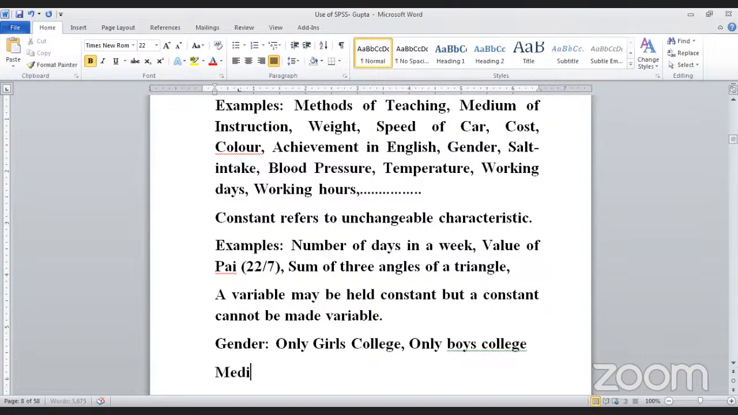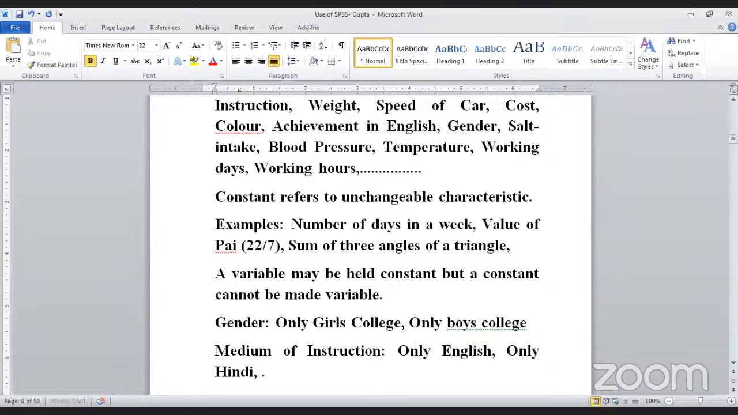Say medium of instruction. It may be only English. It may be only Hindi. It may be any other one. Only Marathi, only Gujarati, only Tamil, only this, only that. Then you are keeping the medium of instruction constant. Now this constant is only for a specific period of time. It's not forever.